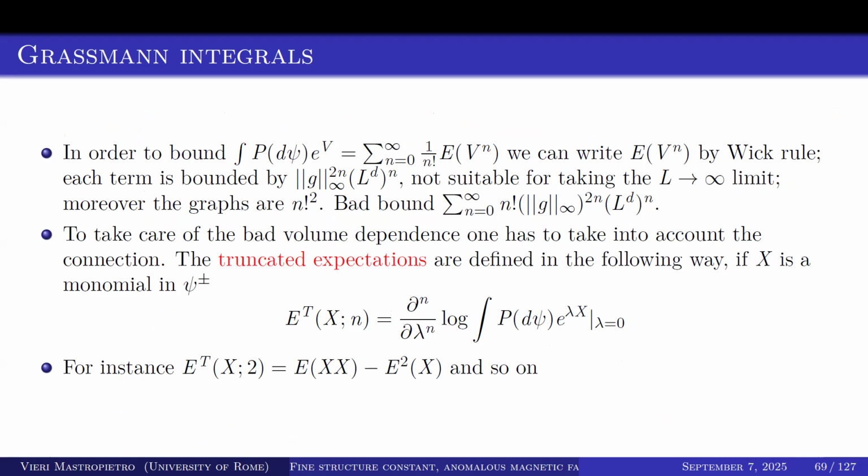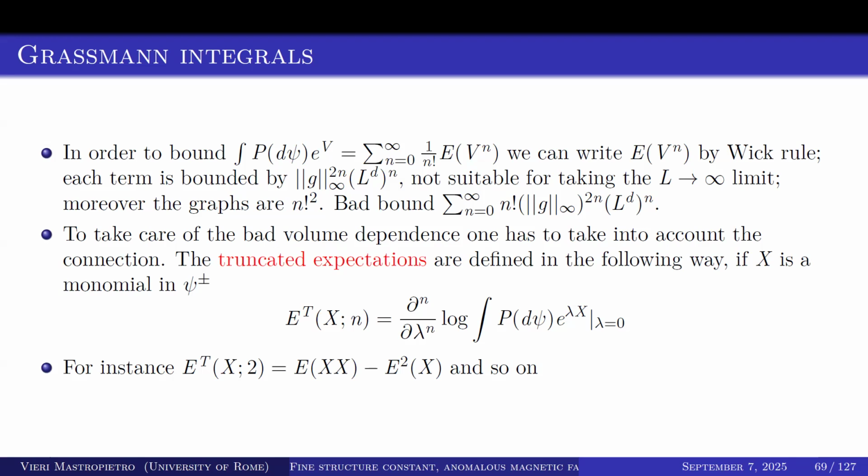And so the very naive bound is n factorial square times the maximum of the G, or the infinity norm, times the volume, because we have to integrate. So it's a very bad bound. This is the bound: n factorial, G infinity to 2n, volume to the n. It's finite, but it's not very complicated. But it's fine.